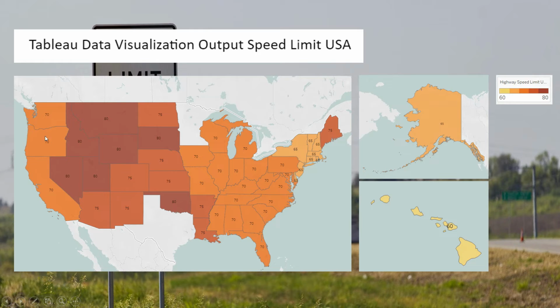Also, here, Washington, Oregon, and California are 70 miles per hour. And the reason why it's 60 miles per hour here is it depends on the location. Hawaii is a small island, so it's not rural like Texas is. It's a small island where cars and drivers tend to go a lot slower. It's for safety and precautions.